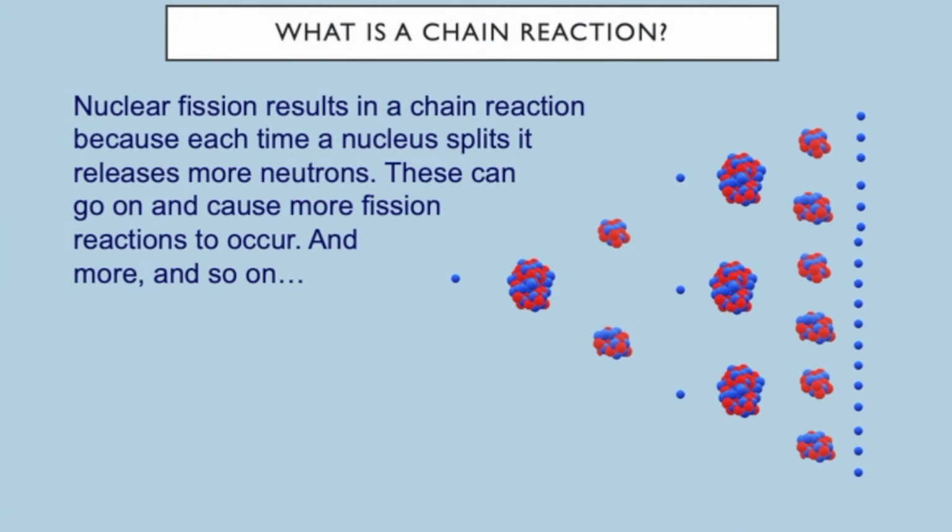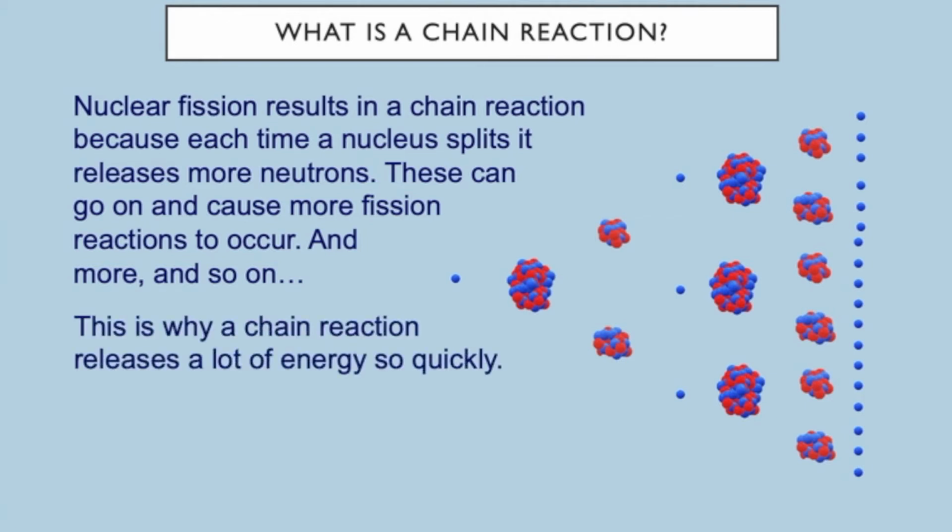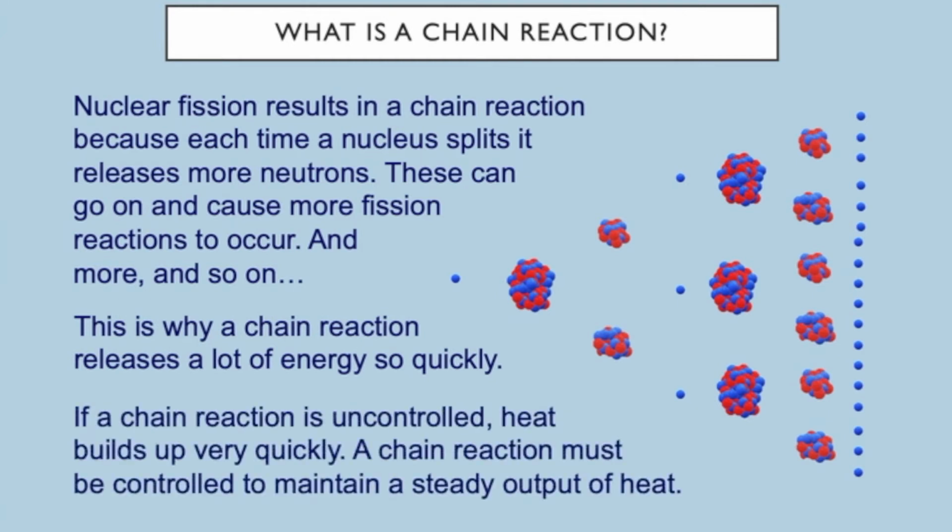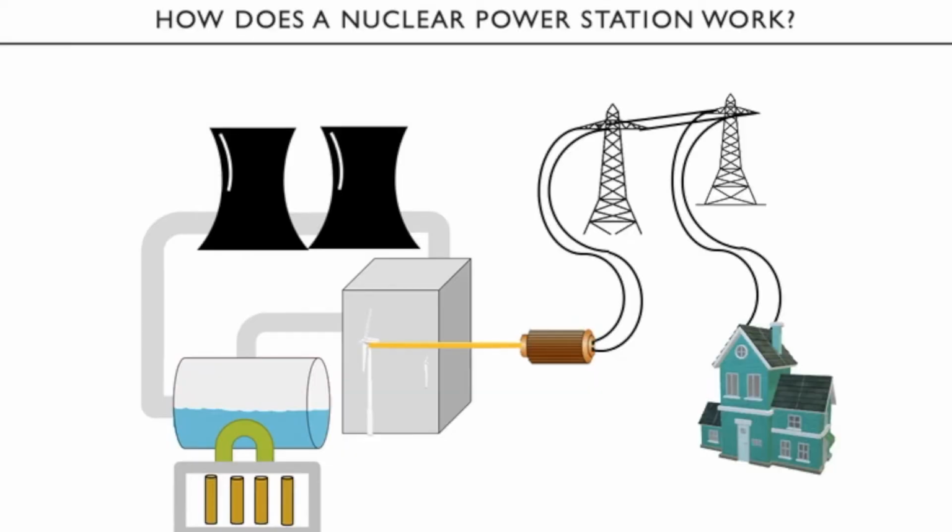So let's break that down. Nuclear fission results in a chain reaction because each time a nucleus splits, it releases more neutrons. These can go on and cause more fission reactions to occur, and more and more and so on. This is why a chain reaction releases a lot of energy so quickly. If a chain reaction is uncontrolled, heat builds up very quickly. A chain reaction must be controlled to maintain a steady output of heat. And that's what happens: we control this in a nuclear reactor.